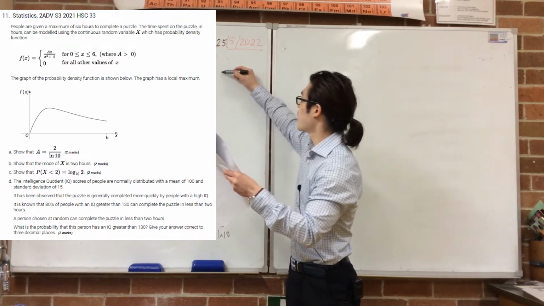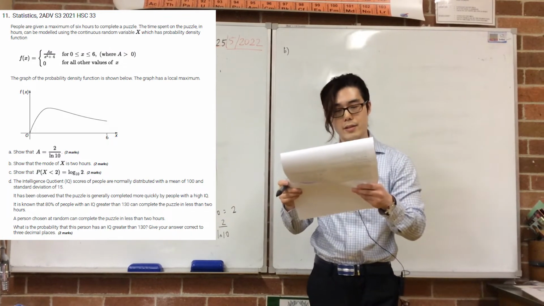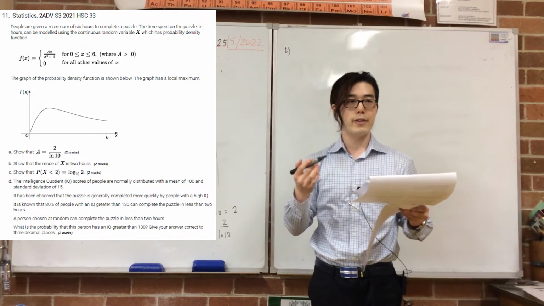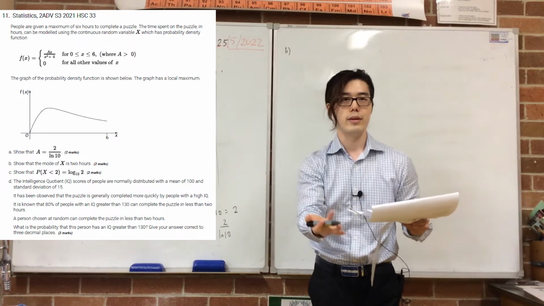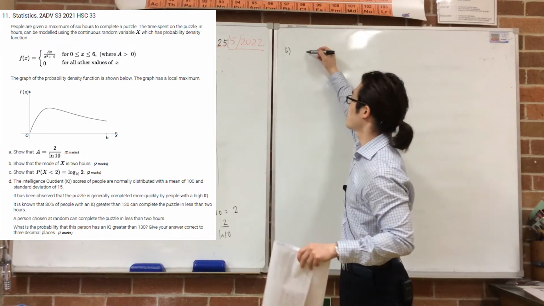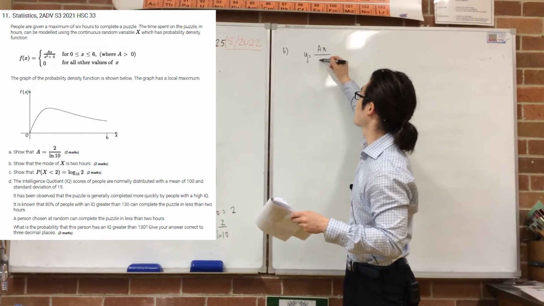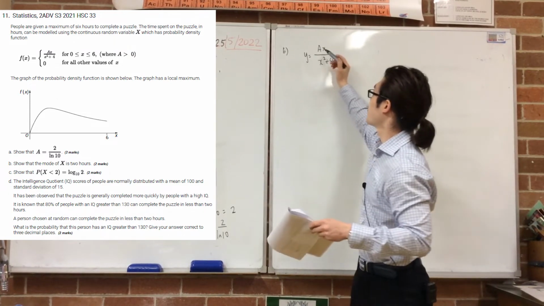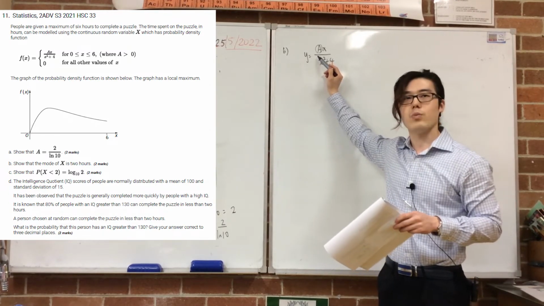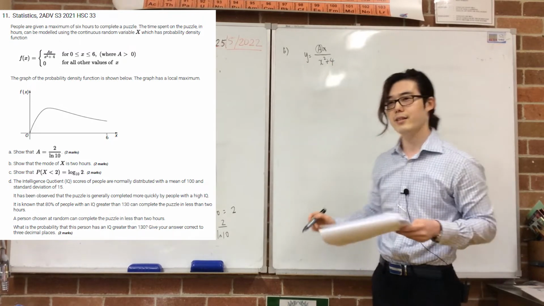Now, I need more space here. B. Show that the mode of x is 2 hours. So remember, mode is the most common score, which we can find graphically is the stationary point. So what we want to do is differentiate the original function. But don't put that A value back in. Just differentiate it with the A. It just makes it too complicated if you sub it in and then try to differentiate it.